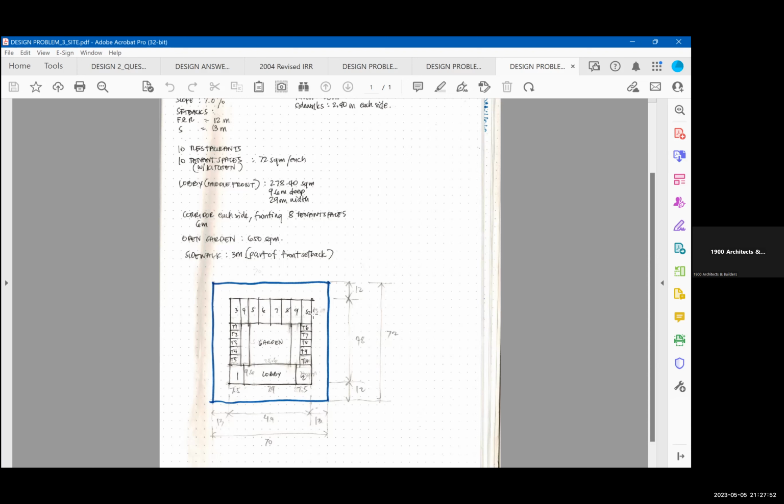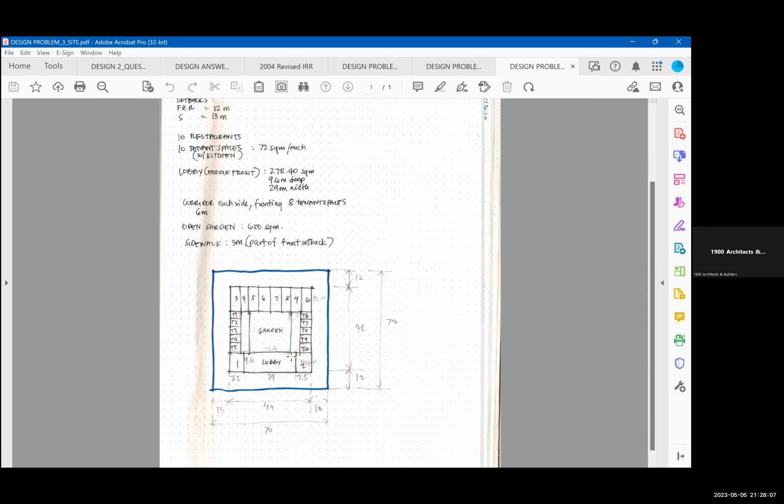Yan, 5.5. So, and then, of course, I assume that the area is the same for all of these. So what I got here is 7.5 times 9.6, which is 72 square meters. That's what is a bit confusing, because what he said here is that there are tenant spaces of 72 square meters each.